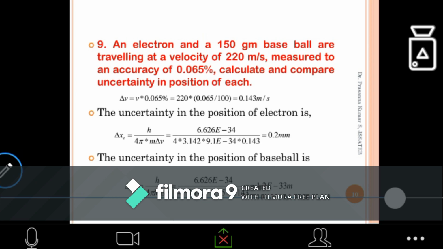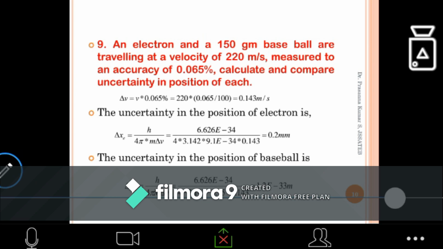Therefore delta x E, that refers to electron, is equal to h by 4 pi times m into delta v. So h is 6.626 into 10 to the power minus 34, 4 pi in the denominator, and mass of the electron 9.1 into 10 to the power minus 31, into 0.143. If you do this calculation, you will get around 0.2 mm. And if you similarly continue with the baseball, only thing you change in the next one is the mass of the baseball, it is 150 gram.